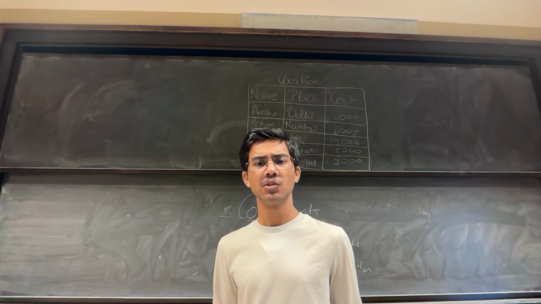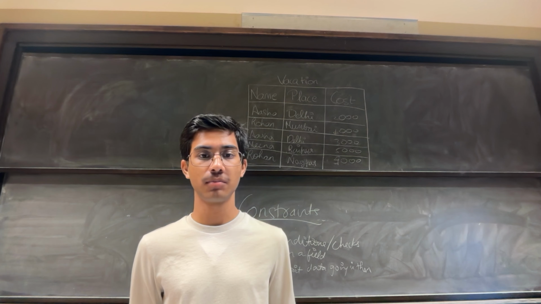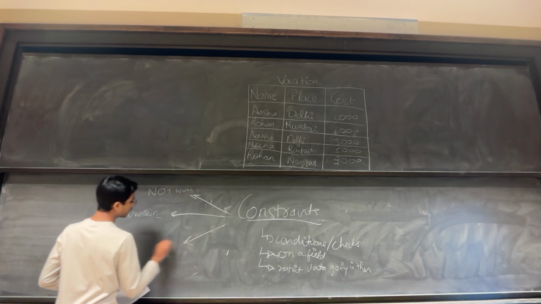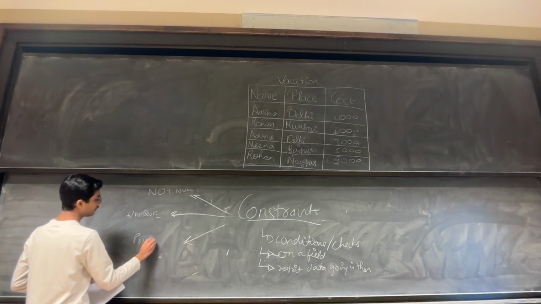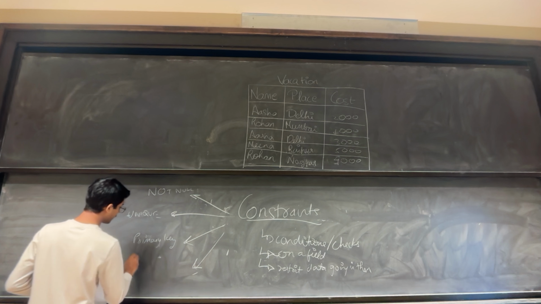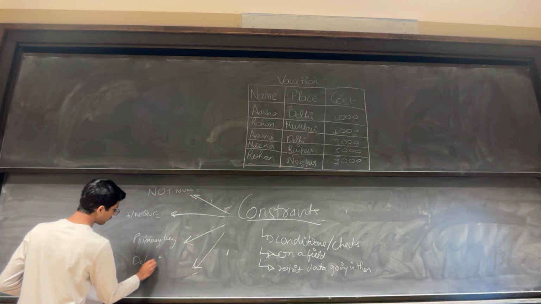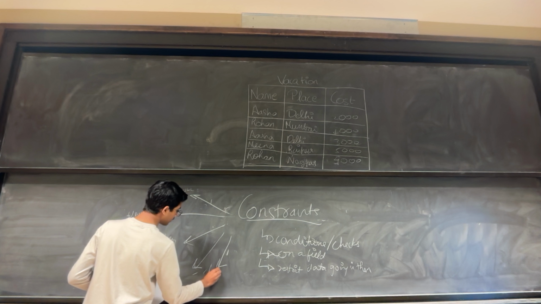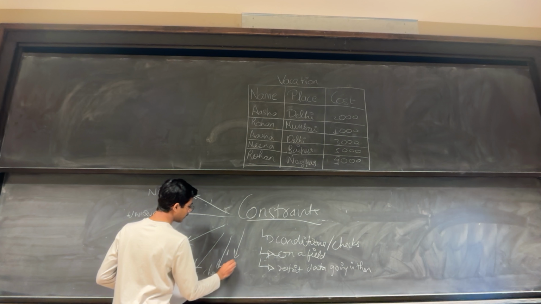Okay, so what exactly are the constraints we are going to talk about? The constraints we are going to talk about are, first, not null, unique, primary key, default, check and foreign key.